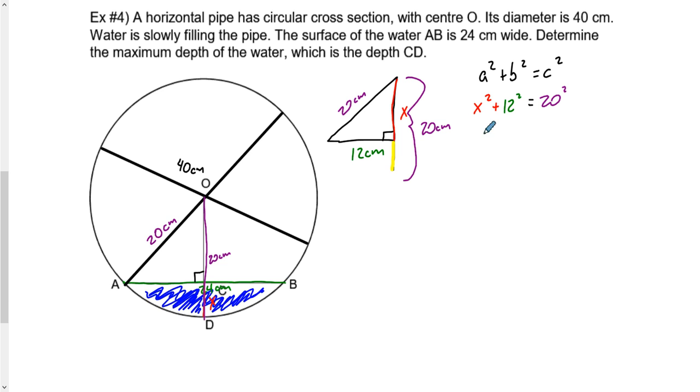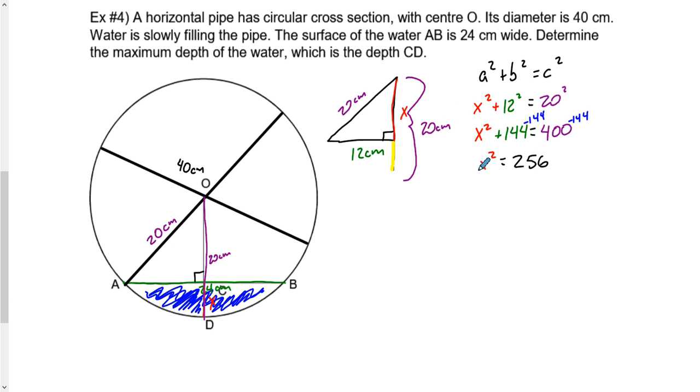And let's keep on going. So the 12 squared is 144. 20 squared is 400. So to manipulate, I'd have to subtract the 144 from both sides. And 400 subtract 144 is 256.